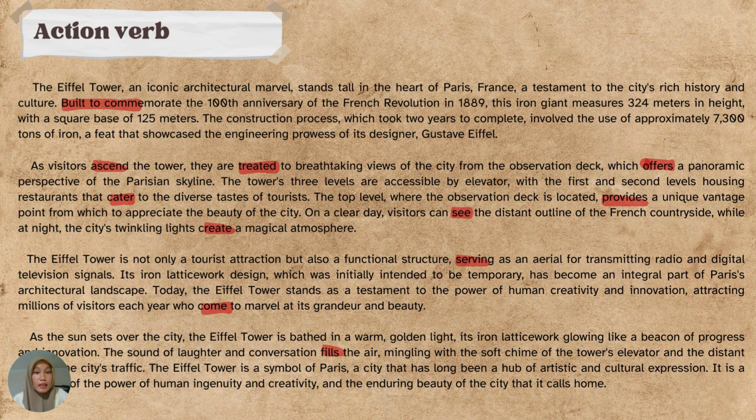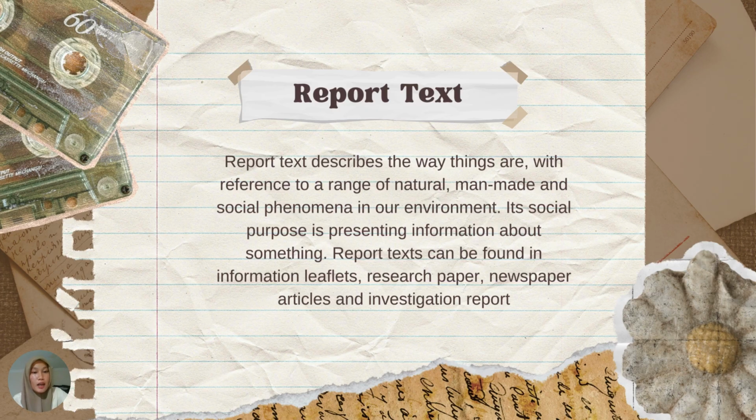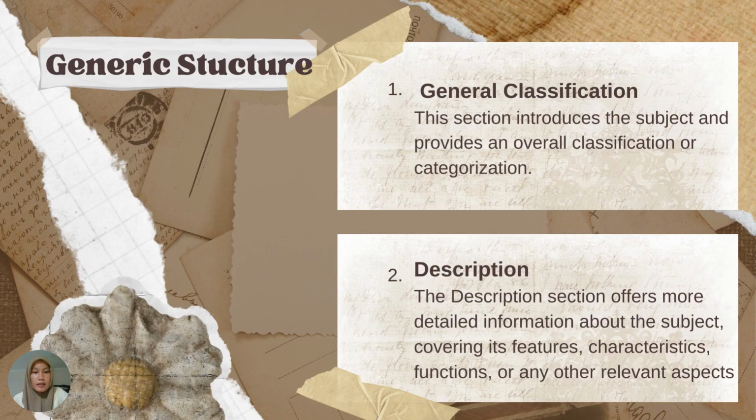And next is report text. Report text describes the way things are, with references to a range of natural, man-made, and social phenomena in our environment. Its social purpose is presenting information about something. Report text can be found in information leaflets, research papers, newspapers, articles, and investigation reports. And this is the generic structure.